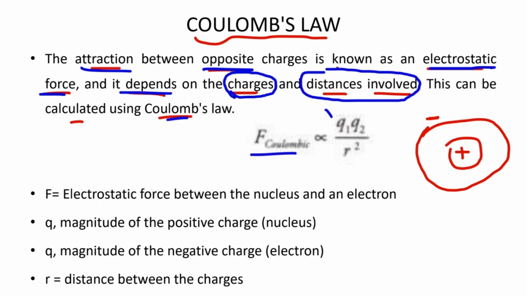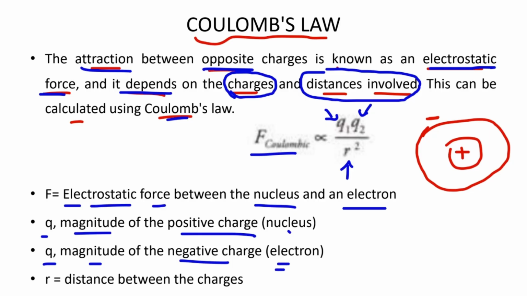F Coulombic equals Q1, which is the first charge, times Q2, the second charge, over R squared, which is the distance between them. So F is the electrostatic force between the nucleus and an electron. Q1 is the magnitude of the positive charge, the nucleus. You can put Q1 as the negative charge. It's okay, it doesn't matter. Q2 is the magnitude of the negative charge, which is the electron. And R is the distance between the charges.